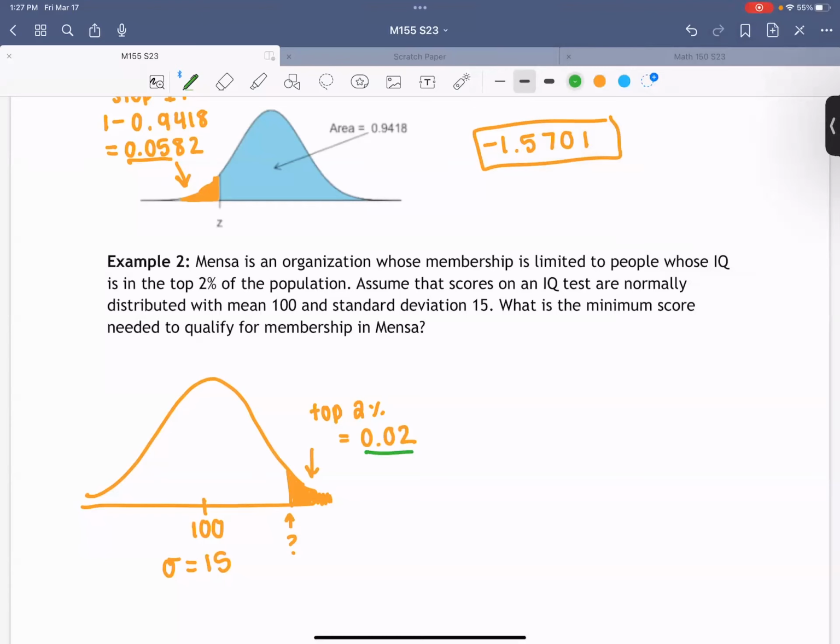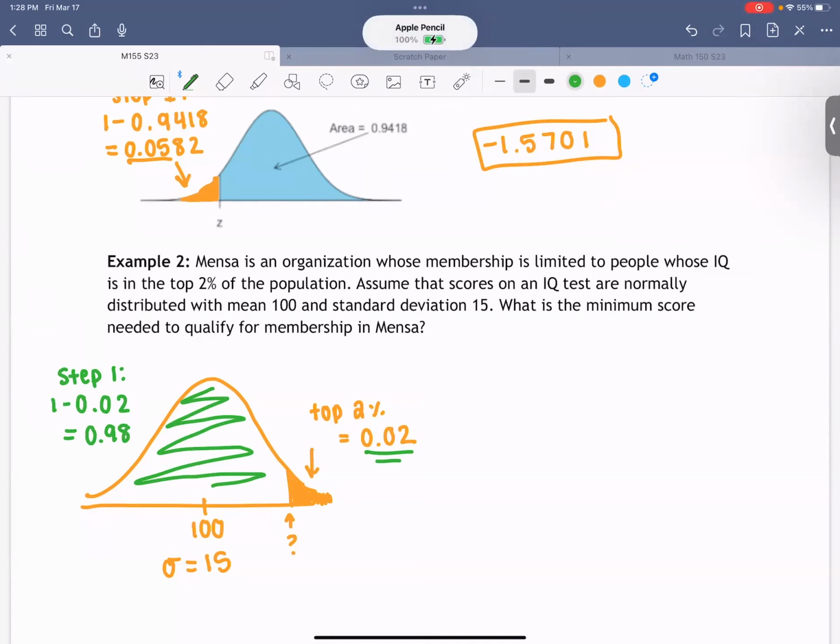If I typed in 0.02 in the inverse cumulative function, will it give me something that makes sense? No, right? I have to figure out what the area to the left is first, right? So remember, step one, if you're given an area to the right, is to subtract from 1. 1 minus 0.02. I need to find the area to the left, which is 0.98. Now I can go in Minitab and figure out what's going on here, right? So why don't I just go ahead and do that?